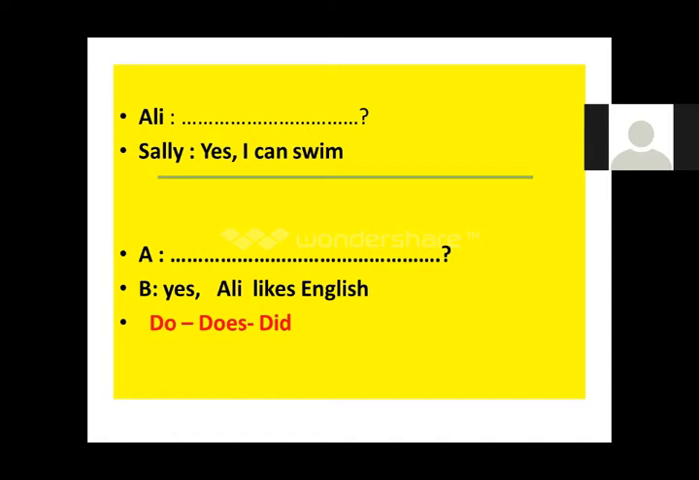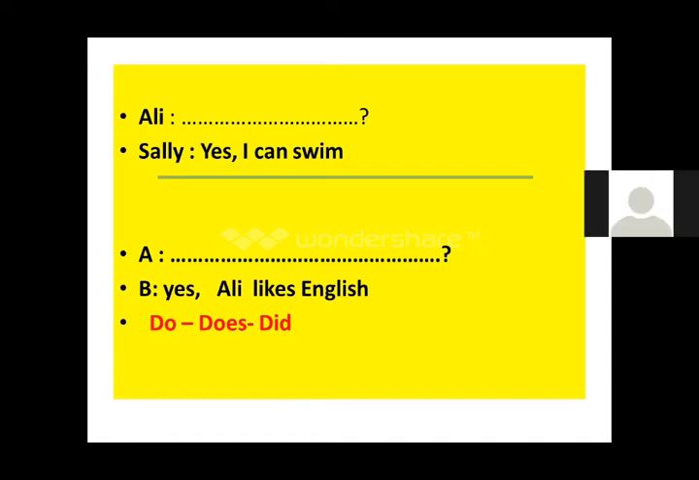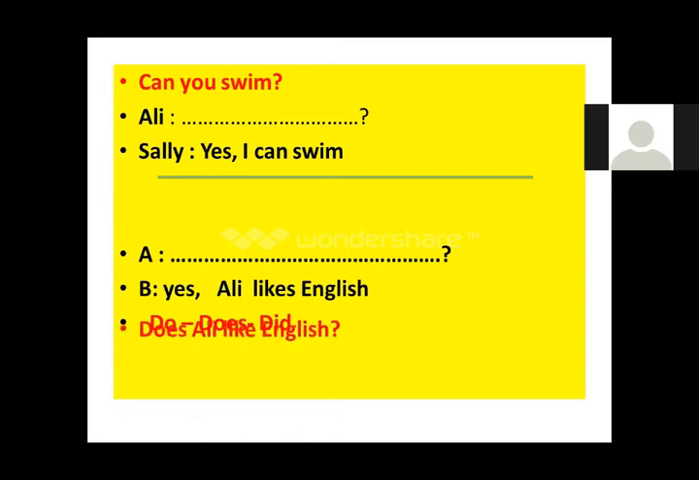If I want to answer this, first of all, I will omit or delete yes. After that, I will make a cross. Instead of saying I can swim, we will say can you swim. Don't raise your hand. Write on the chat. We will say can you swim. Okay, the next one.